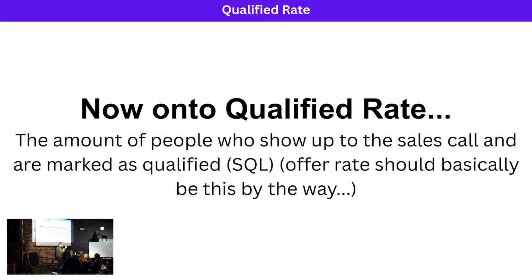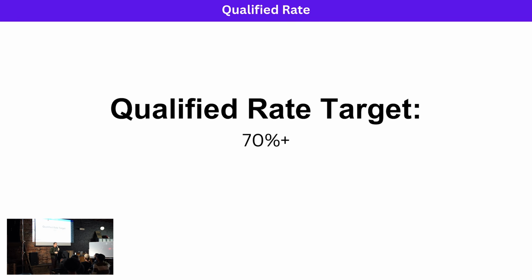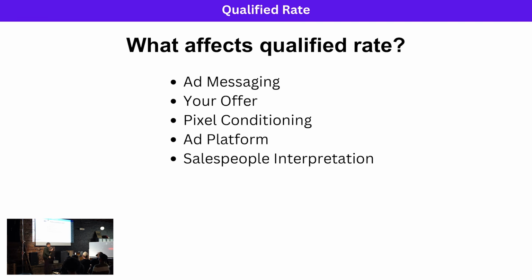So qualified rate. This is the amount of people who show up to the sales call that are marked as qualified, so an SQL. Offer rate should be very close to this, by the way, because if your offer rate, which is the amount of people you actually make an offer to, is way different than SQLs, you've got to ask your sales team, okay, you're marking these guys as qualified, but you're not actually offering them anything. What's going on? Qualified rate target, 70% plus.